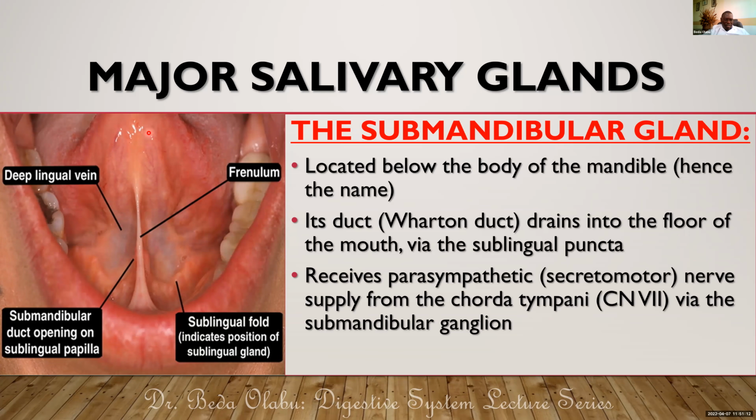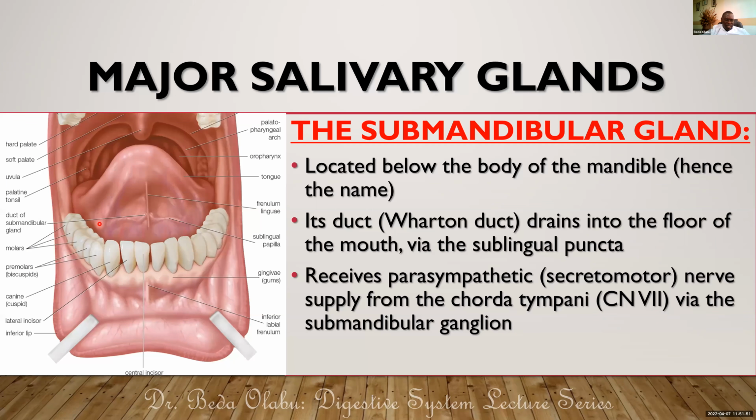Now, in this image of the mouth, we can see this one, which we call the lingual frenulum. On either side of the lingual frenulum, we can see the impressions formed by the sublingual gland. So that is the location of the sublingual gland. But just medial to that, we can see the openings of the duct of the submandibular gland. So those are the regions we call the sublingual puncta.